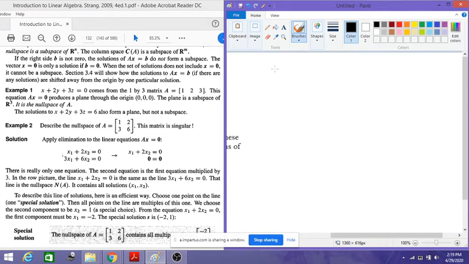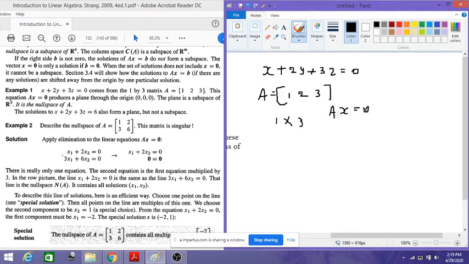So let us take an example here. We'll take x plus 2y plus 3z is equal to 0, which comes from a 1 cross 3 matrix. Now if you write this in terms of a matrix, then we have A as the coefficients of this equation, that is 1, 2 and 3. So it is a 1 cross 3 matrix, and this is of the form Ax equal to 0, and this will produce a plane through the origin, that is 0, 0, 0.